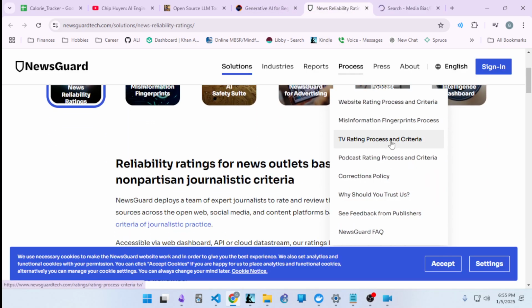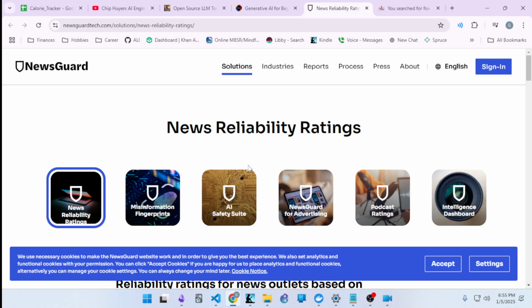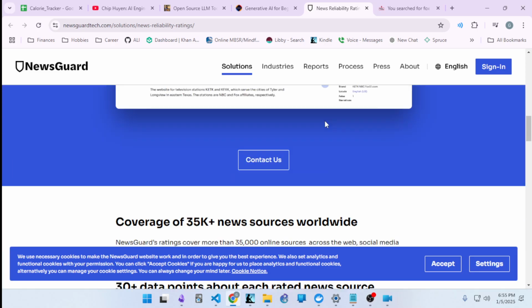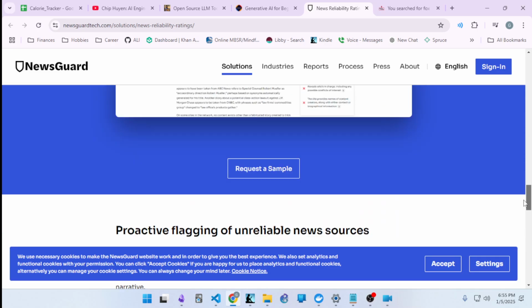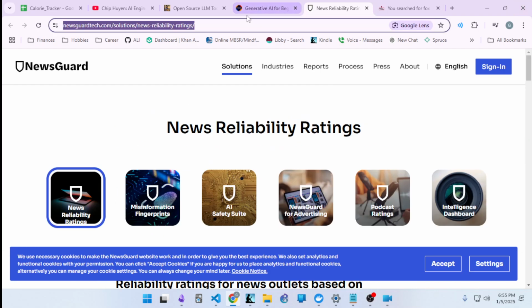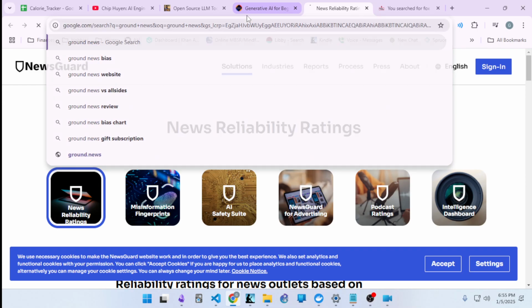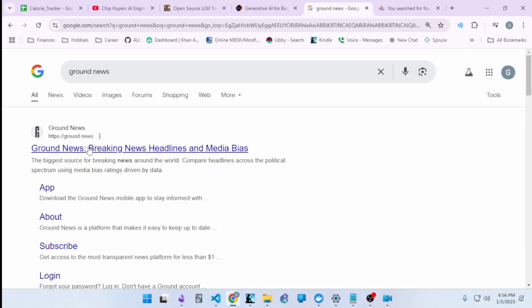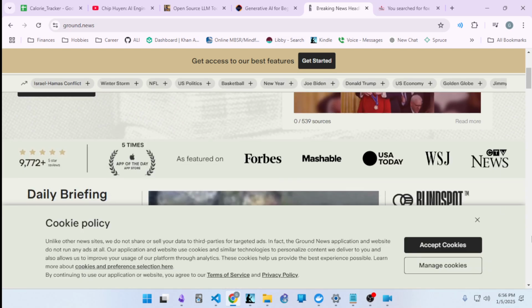I don't know if this is the same thing. So this is a news reliability rating. I don't know if that's the same as Media Bias Fact Check. And the other thing is this one's not free. So I like the free one. Ground News is another one that's not free as far as I understand.